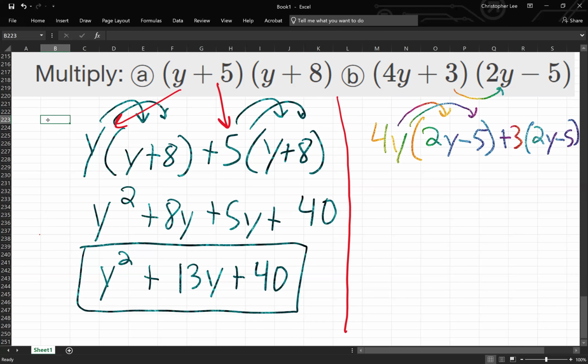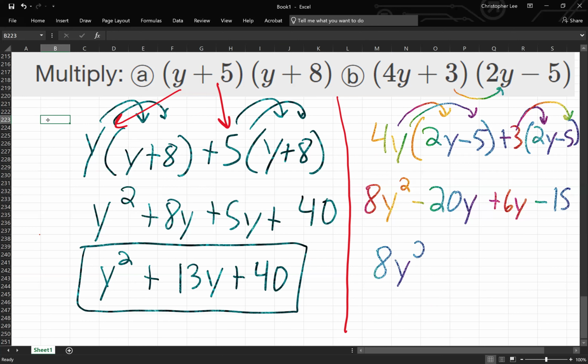Boom, boom. 4y times 2y is 8y squared. And then 4y times negative 5 is negative 20y. Good. And then 3 times 2y is plus 6y. Good, good. And then 3 times negative 5 is negative 15. And then you want to combine like terms. It's a fancy way of saying add. So what's the answer? I have 8y squared.